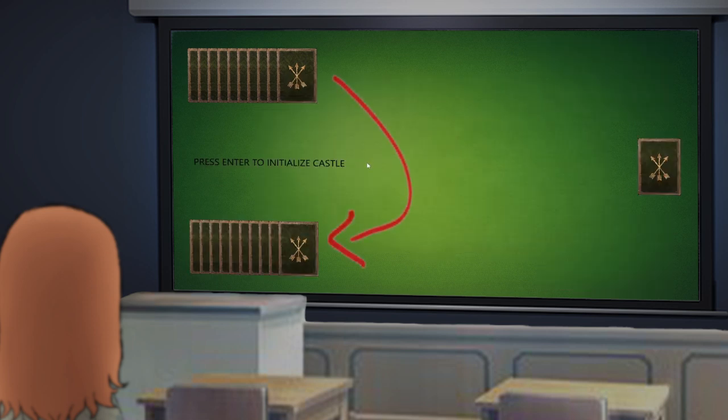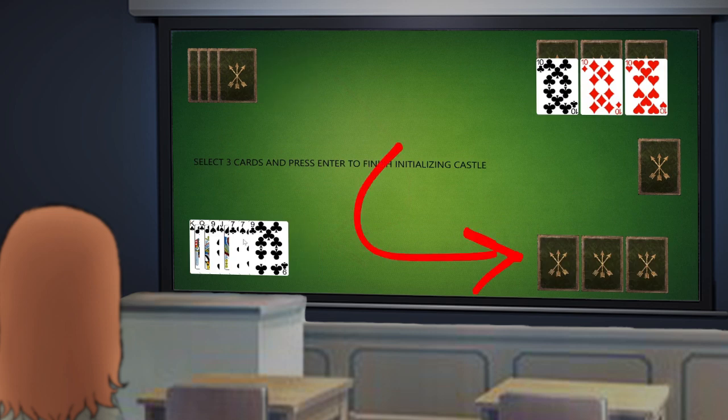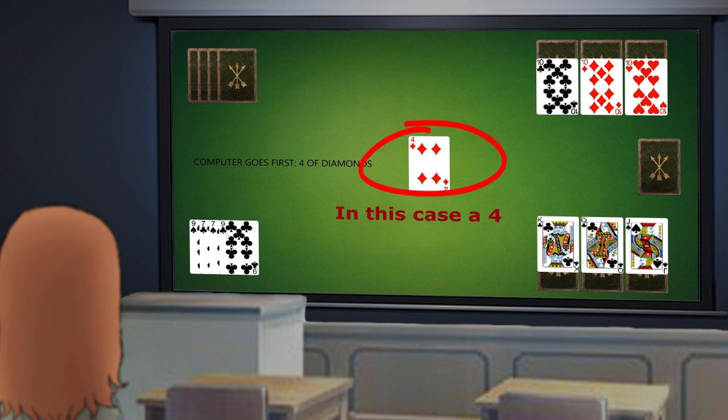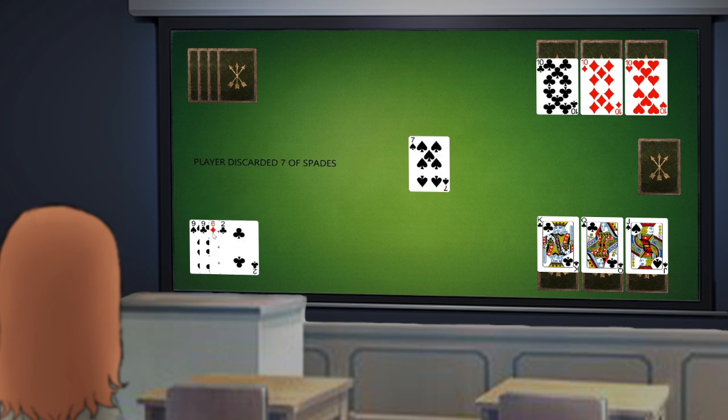As for game setup, initially each player will be dealt about 10 cards. 3 cards will be randomly selected for each player's unseen castle. 3 more cards will be selected by each player for their seen castle. And once each castle has been initialized, the player with the smallest value card in their hand will go first. This is usually a 3 rather than a 2, as 2s are regarded as special cards, but it can be any value so long as it is the smallest between the 2 players.